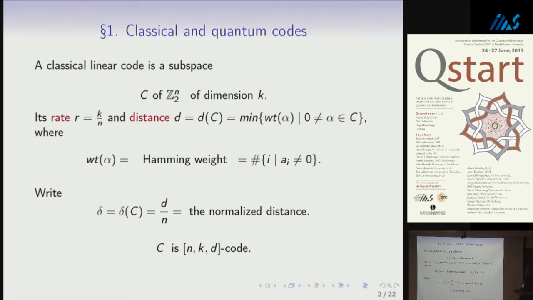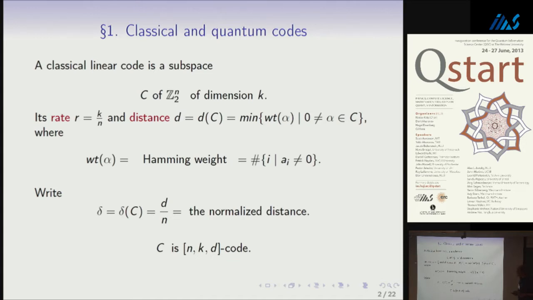A classical linear code is nothing more than a vector subspace of Z_2^n of dimension k. So the finite field of order 2, just 0 and 1, of dimension k. Of course, by this we say nothing. The important thing is the qualities of the code.